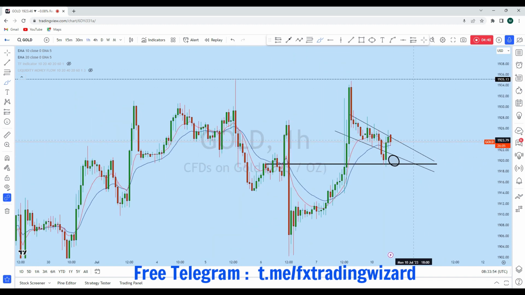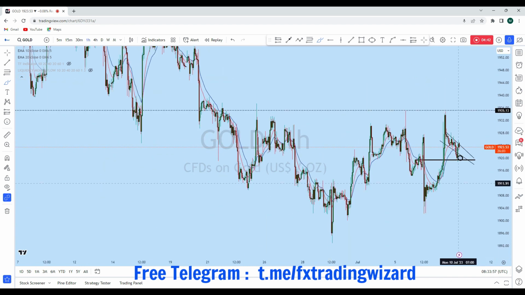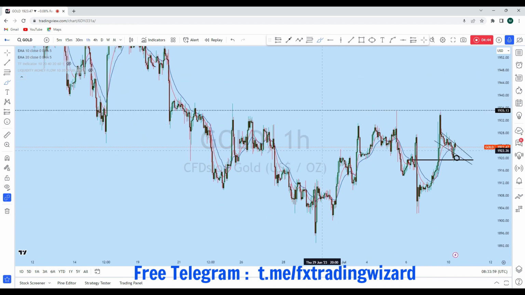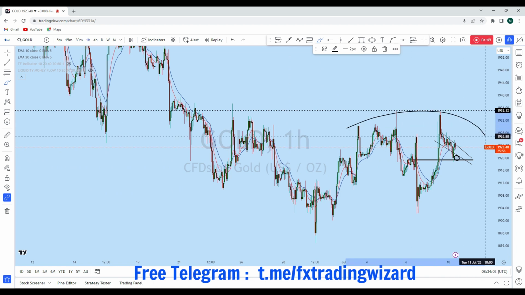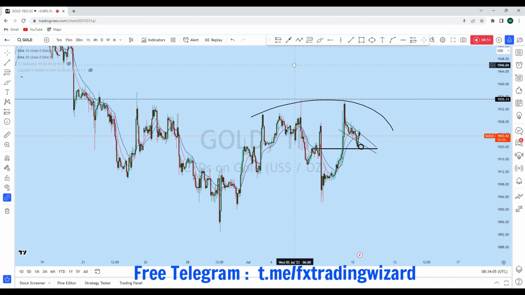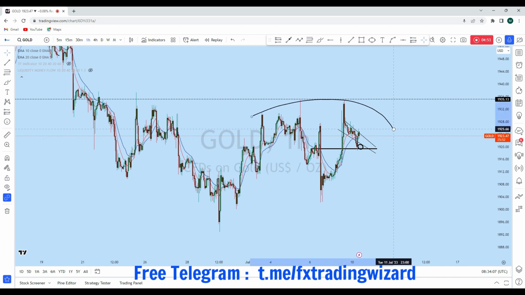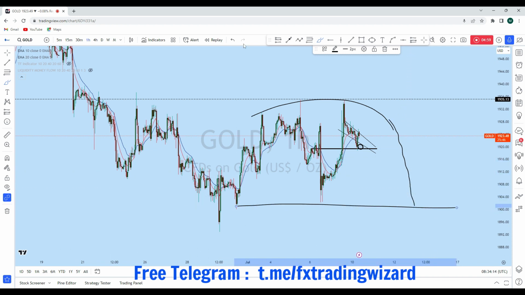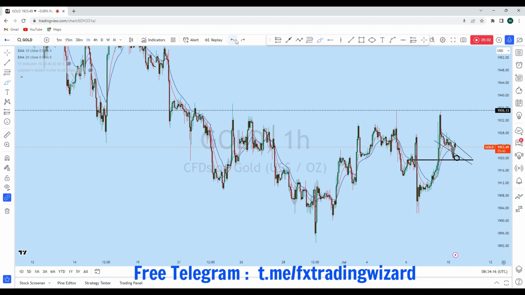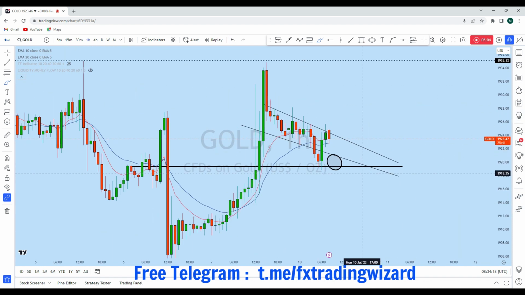And from a longer term perspective on the 1 hour chart, we see that gold might be creating a pattern, a semicircular pattern. We're respecting this resistance zone, and we could see gold slowly turning back down to this support level. This is where I will be waiting for a potential trading opportunity along this zone.